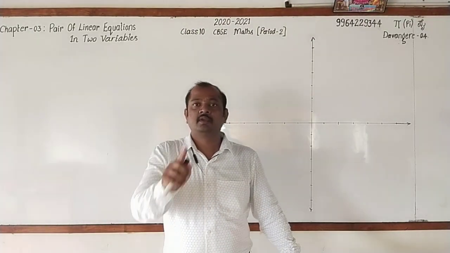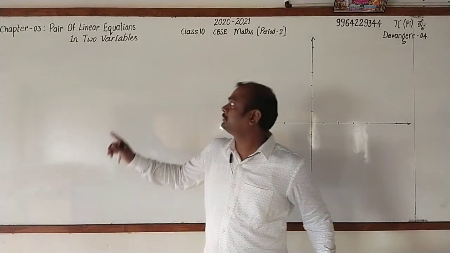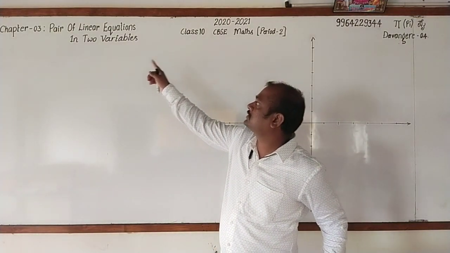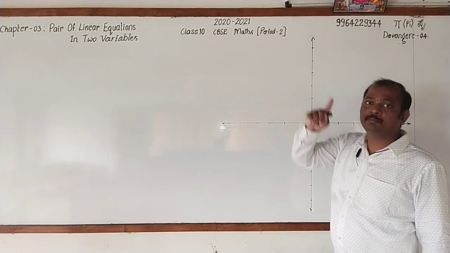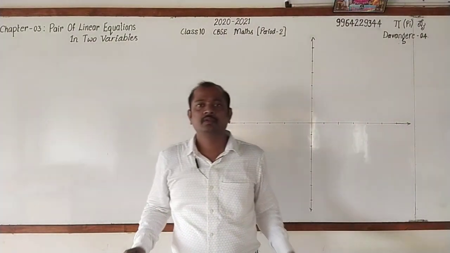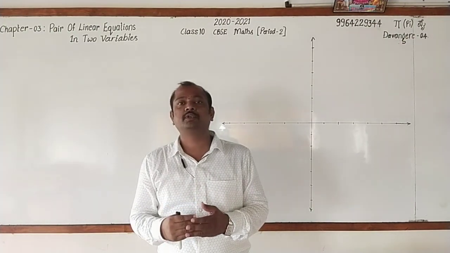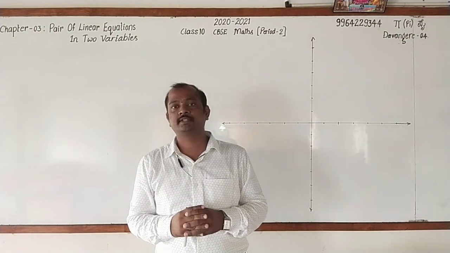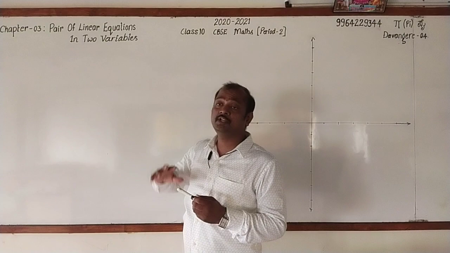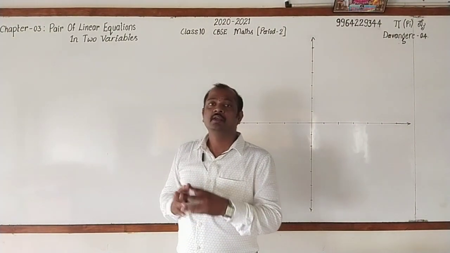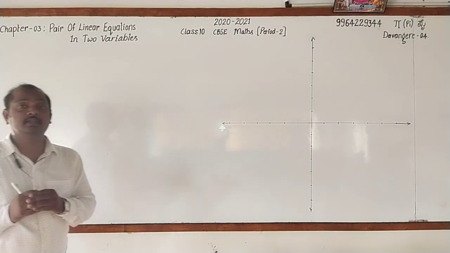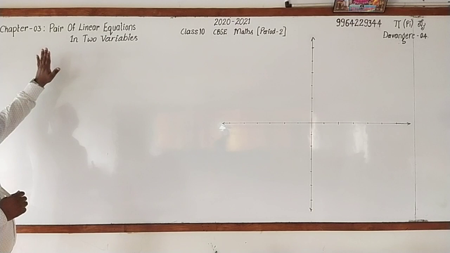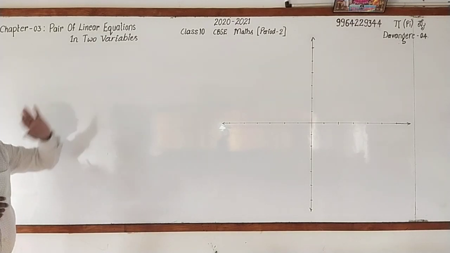Dear students, in the last class we were discussing the chapter pair of linear equations in two variables, and this is the second period of this chapter. Let us recall some of the important points we learned in yesterday's class. First, the definition. What is the definition? If two linear equations in two variables are taken together, then the equations are called a pair of linear equations in two variables.